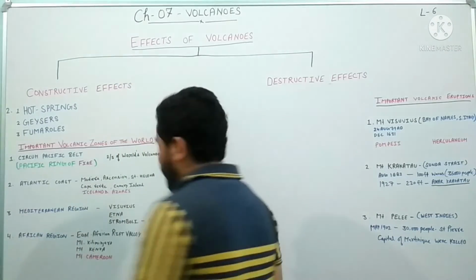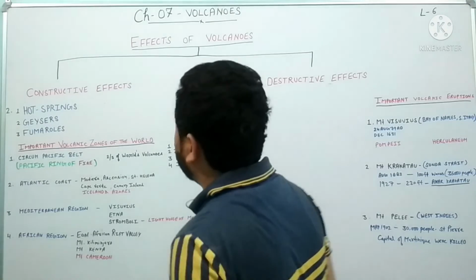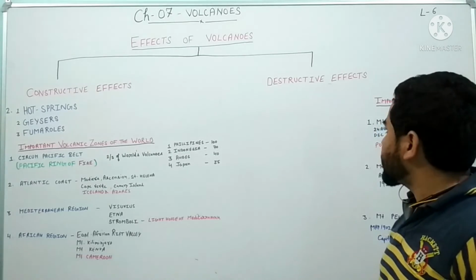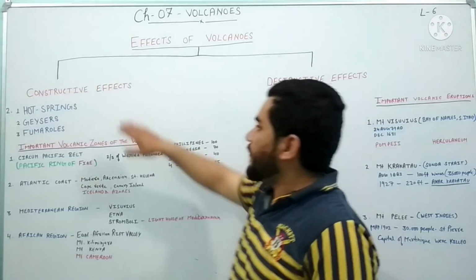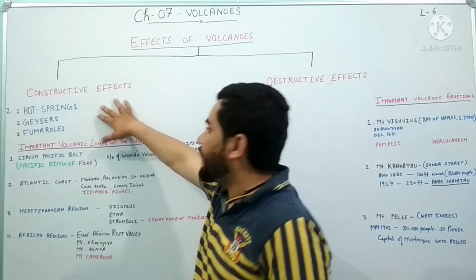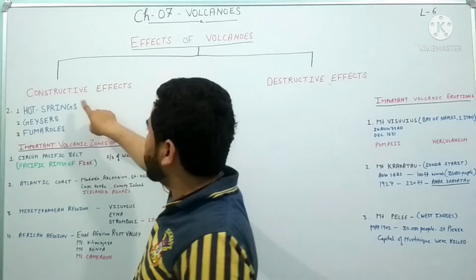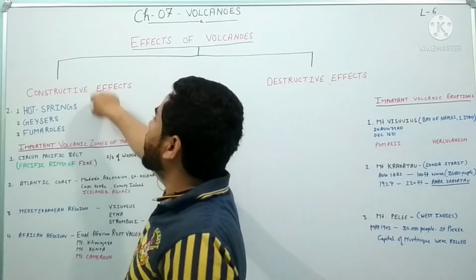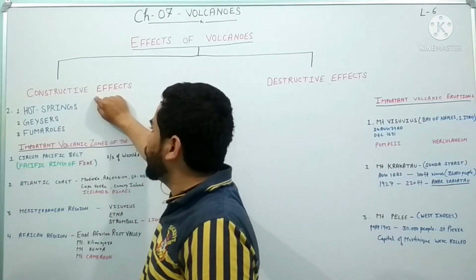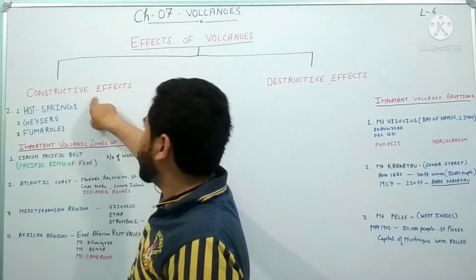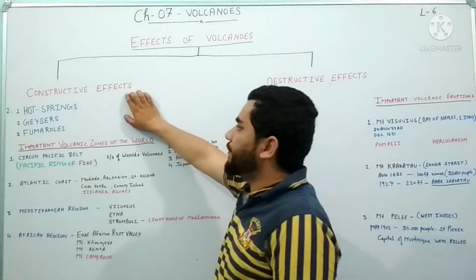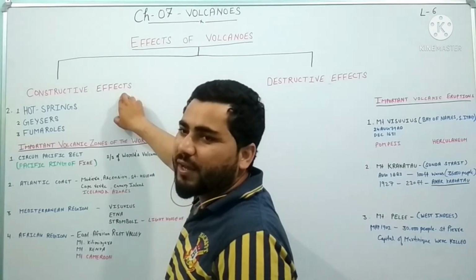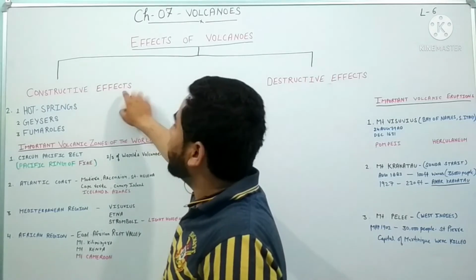And we have studied about the volcanic zones of the world. We have studied about the constructive effects of the volcanoes, destructive effects of volcanoes. In constructive effects, we have studied about the formation of landforms, both intrusive landforms as well as extrusive landforms. In intrusive landforms, we have studied about the formation of batholith, laccolith, lopolith, phacolith, and sills and dikes. Whereas in extrusive landforms, we have studied about the volcanic plains, volcanic mountains, and volcanic plateaus.